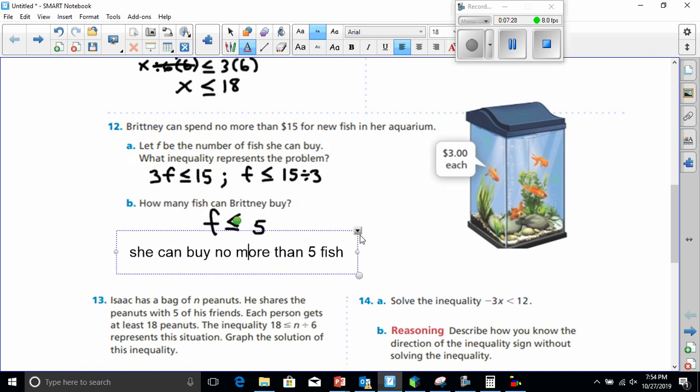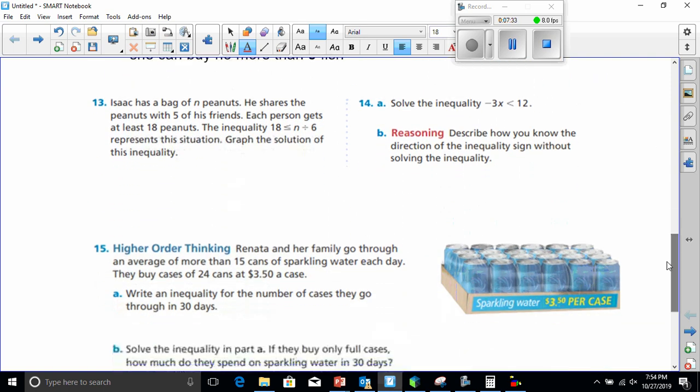All right. And let's go to number 14 now. Solve the inequality. Negative 3x is less than 12. This is one of those that have the negative coefficient. So if I do negative 3x less than 12, I have to remember that I'm going to be dividing by a negative number to get rid of that negative 3. If not, I'm going to have negative x, and I don't want to know what negative x is. I want to know what x is.